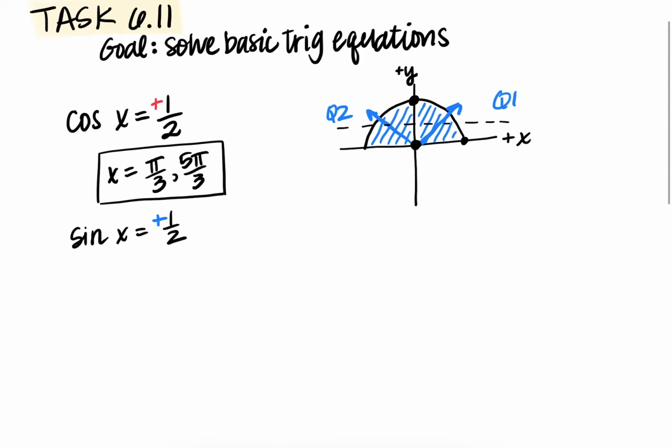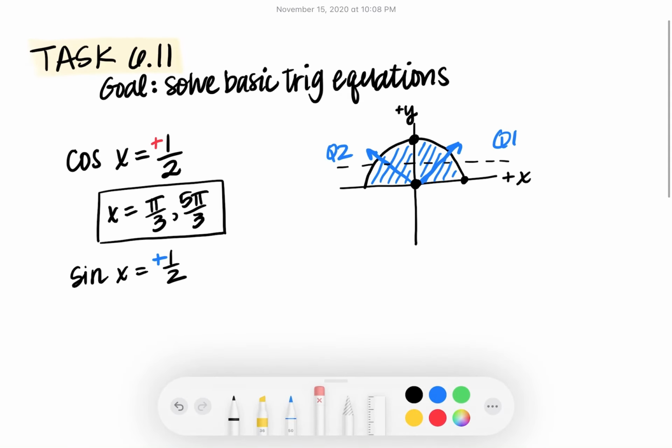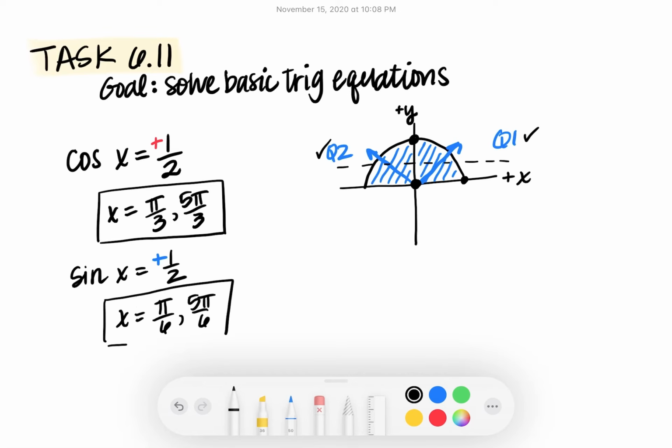So to finish this one off, we would say, where is the sine equal to positive 1/2? X equals pi over 6. That was our quadrant 1 solution. And 5 pi over 6. That was our quadrant 2 solution. Most of these will have 2 solutions. A few of them will only have 1 solution. So make sure that you're thinking about where to look for each problem.